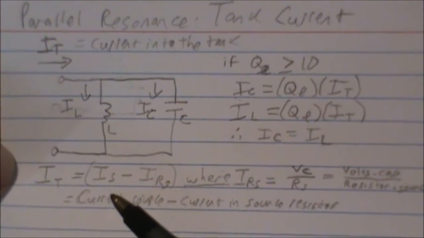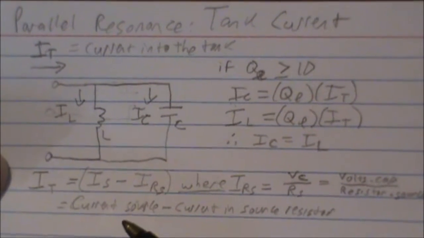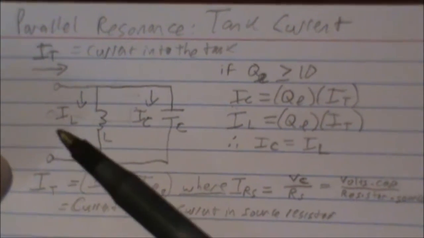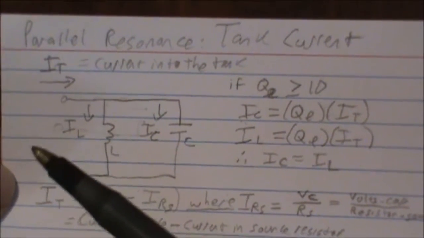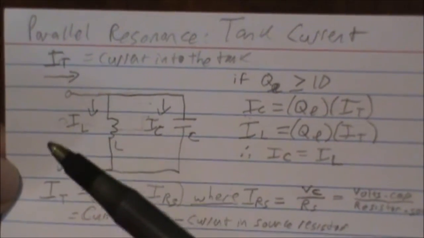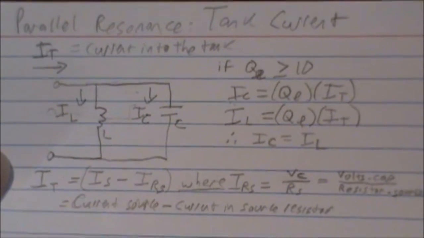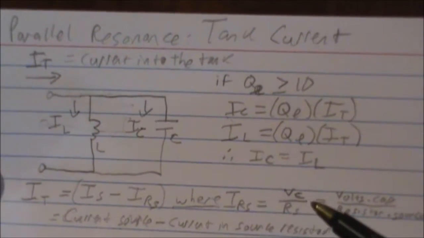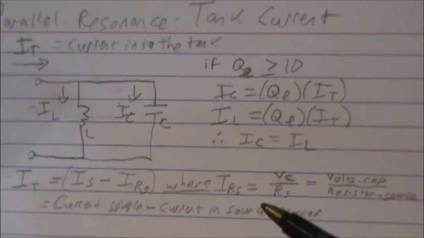Your tank current is the current from your current source, because things are in parallel, and I treat it as a current source, minus I sub R sub S. Remember, R sub S equals R sub P in parallel with R sub L P, the resistance of your coil brought down by that earlier formula, where I R S is, well, you can also think of that as V sub C over R S, because I is V over R.